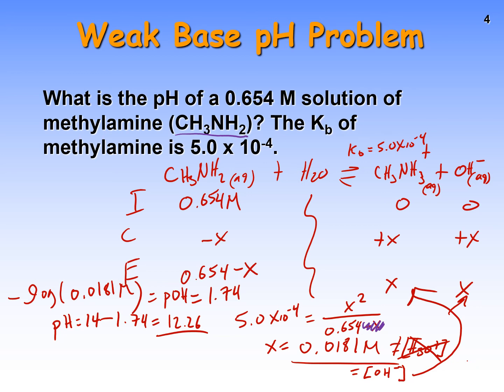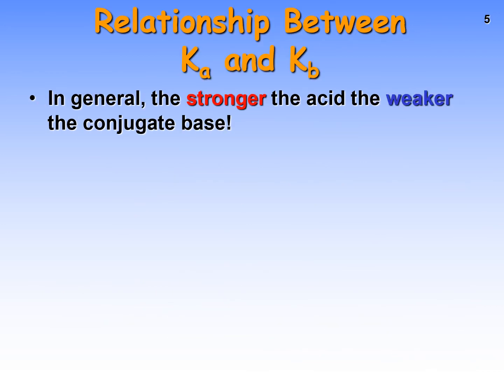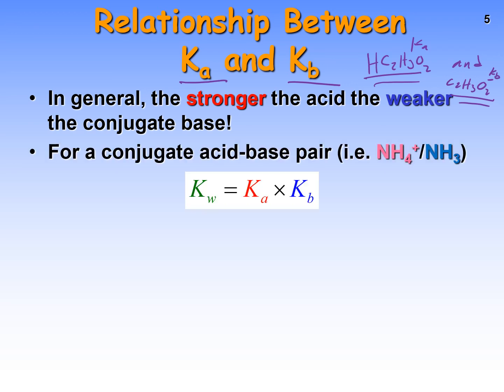Let's talk about one last topic before we move on. There is actually a relationship between Ka and Kb, but it's got to be for a conjugate pair, right? So for instance, HC2H3O2 and C2H3O2-. These are a conjugate pair. Here's the weak acid, here's its conjugate base, or here's a weak base, here's its conjugate acid. The Ka for this has a relationship with the Kb for this. We need to know what that relationship is.